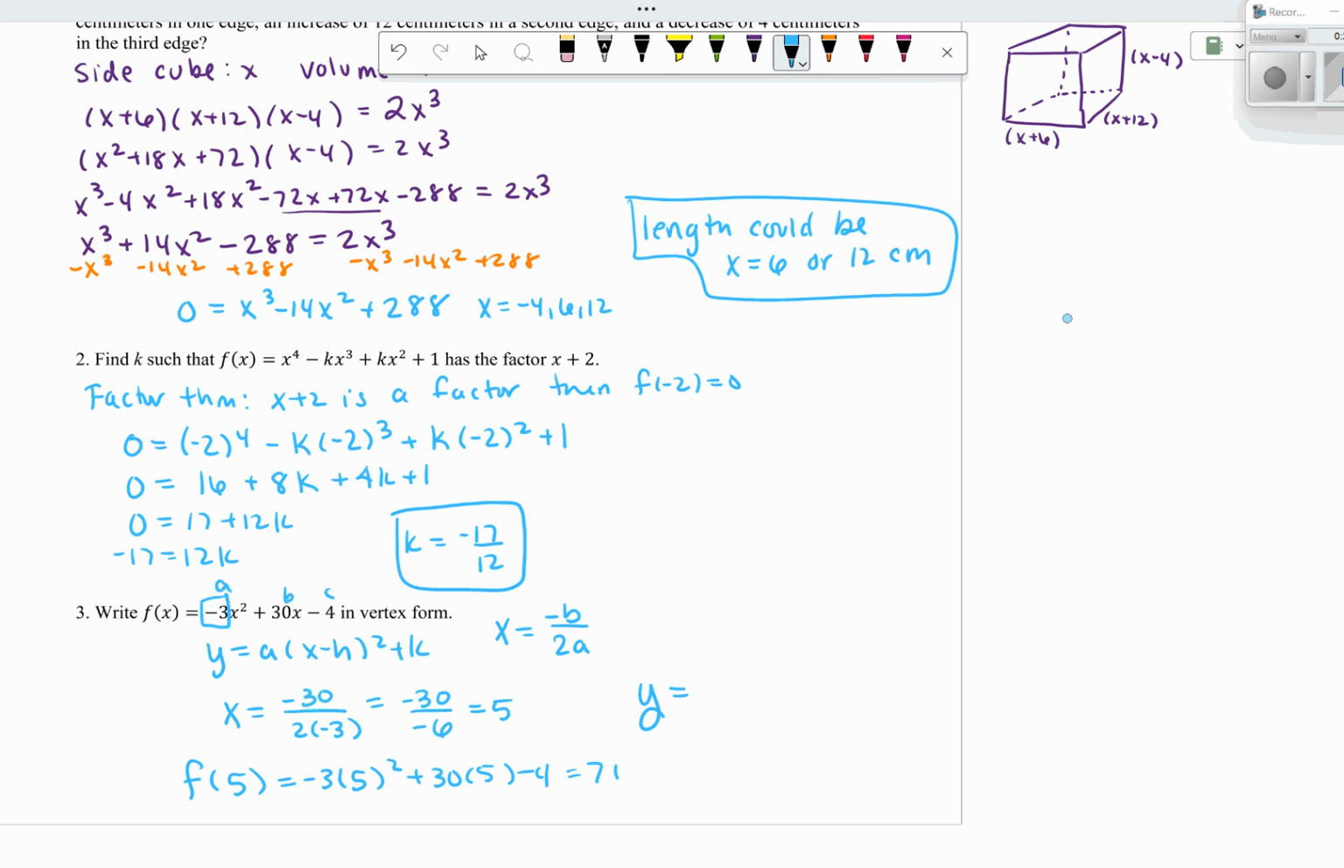This is the b and this is the c. So we're using that a value. So negative 3 times the vertex now. We just said the vertex is at 5 and 71. So x minus 5 squared plus 71. That would be my vertex form of my quadratic function that was in standard form before.